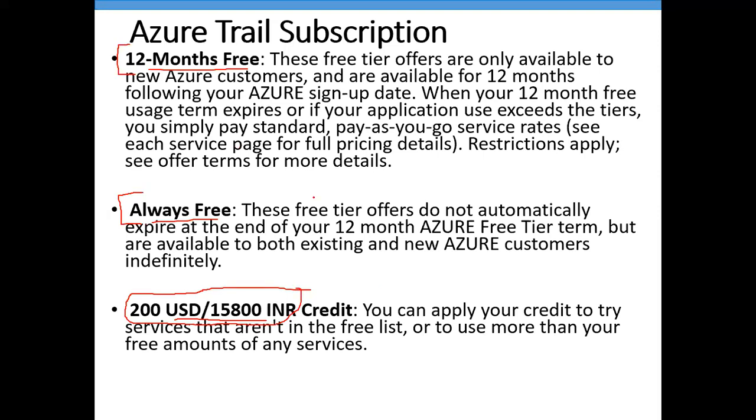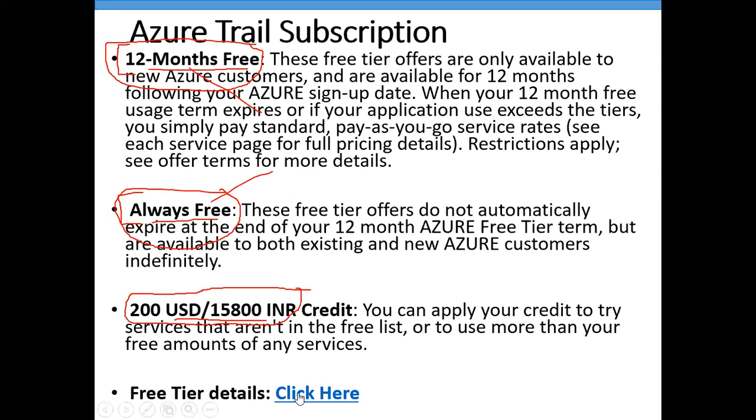After 30 days, you need to use those services which come under your free tier. If you use any other service, then Azure is going to charge you. But how do we get information on which service comes under 12 months free and which comes under always free? We have a particular link.